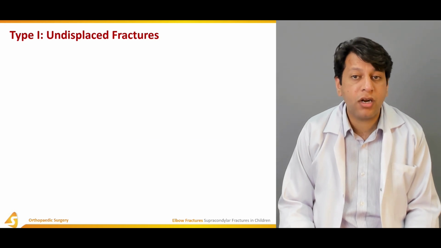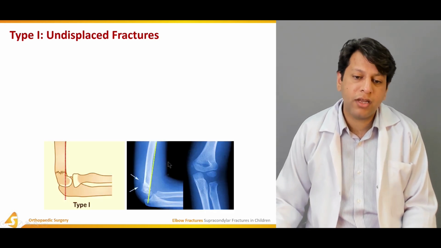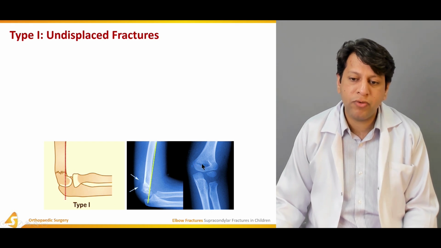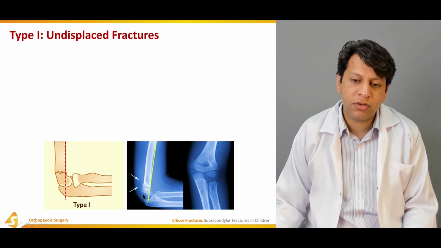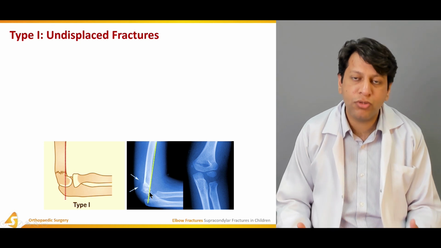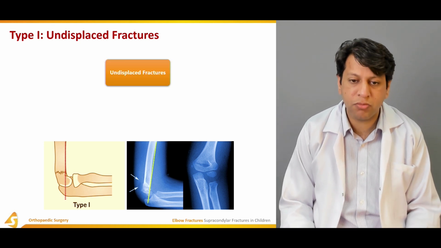If it is a type 1 undisplaced fracture, the anterior humeral line is passing through the capitulum, as can be viewed on these X-rays. If you see it over here, on the AP view you can appreciate a fracture. On the lateral view you can appreciate a fracture, but the anterior humeral line is passing through the center of the capitulum. This means although there is a supracondylar fracture, it's undisplaced.